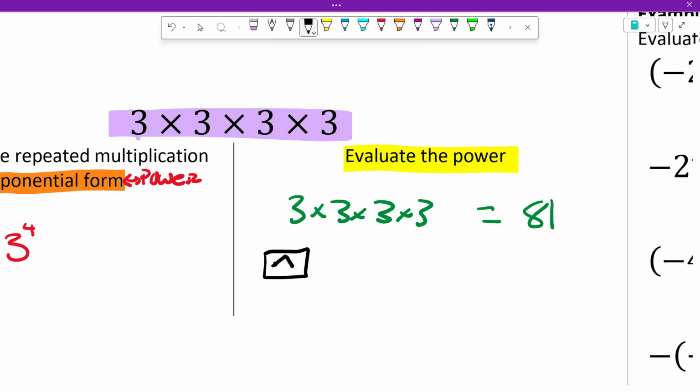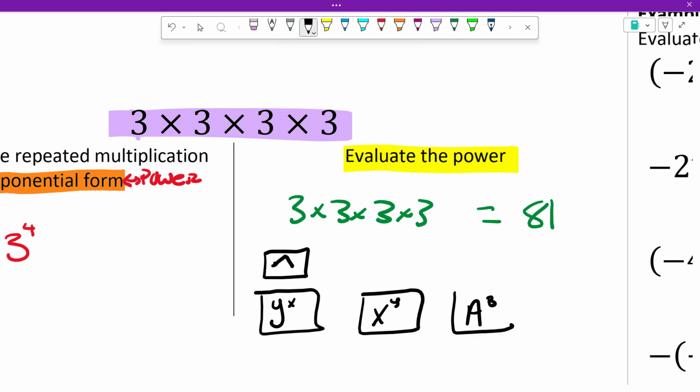Some calculators don't use that button. They use a button that says Y with a little X floating up in the air. Or some calculators have X with a little Y floating up in the air. Or sometimes they like to use the letters A and B. Or maybe an X with a little empty box like this. So this is not standardized, right? Depending on the calculator you have, there's lots of different ways it can look, right?